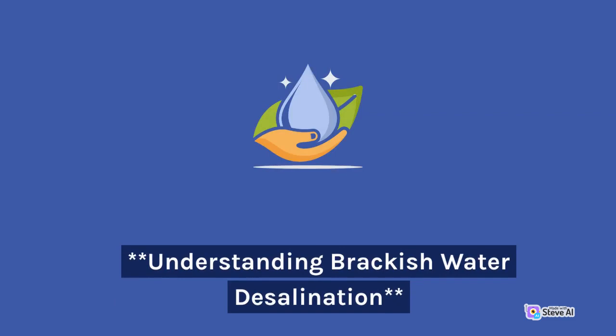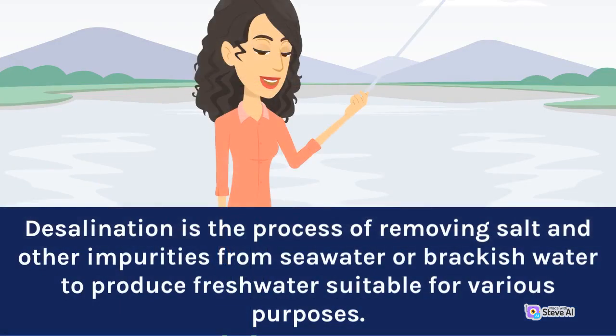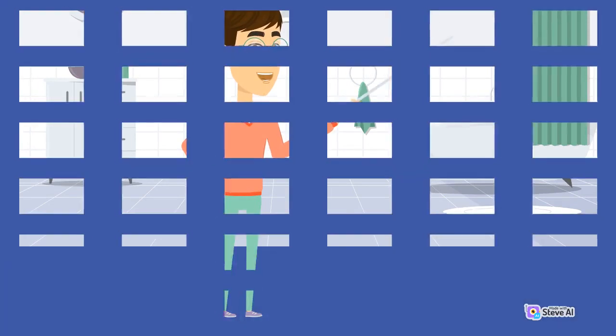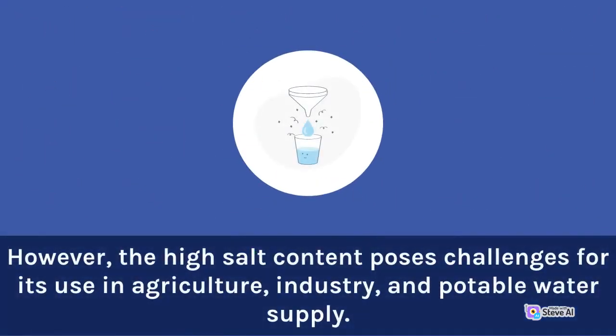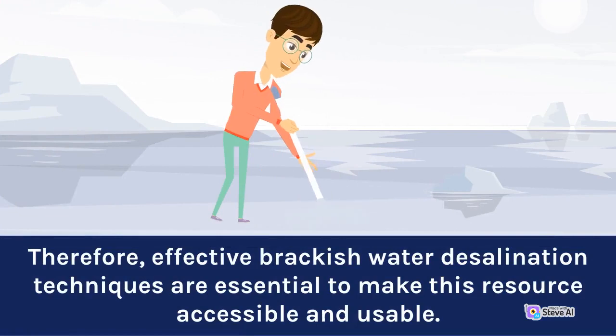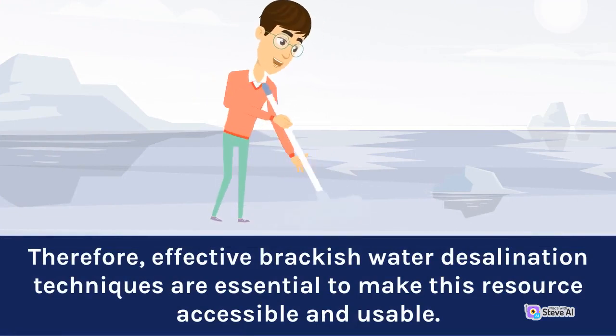Understanding brackish water desalination. Desalination is the process of removing salt and other impurities from seawater or brackish water to produce fresh water suitable for various purposes. Brackish water can be found in various sources such as rivers, estuaries, groundwater, and even certain aquifers. However, the high salt content poses challenges for its use in agriculture, industry, and potable water supply. Therefore, effective brackish water desalination techniques are essential to make this resource accessible and usable.